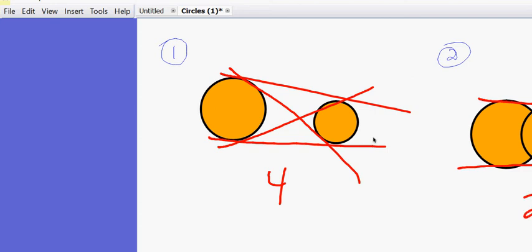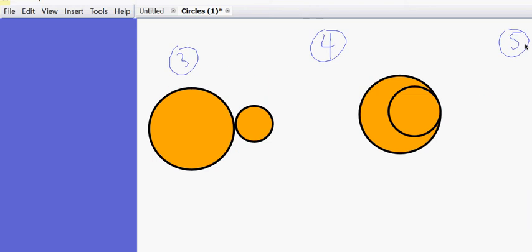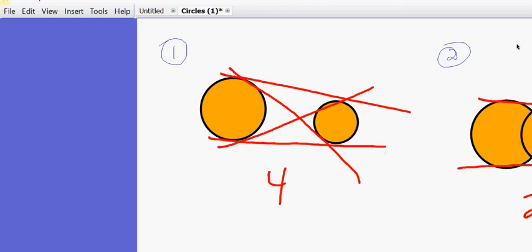Okay. All right. Now take a look at the next slide. Now do this one. Do these 3 on your own and tell me how many common tangents you can have.